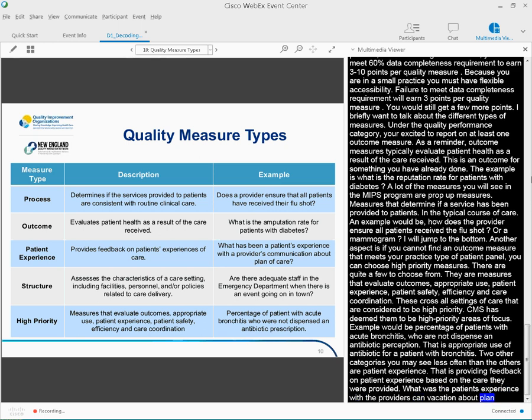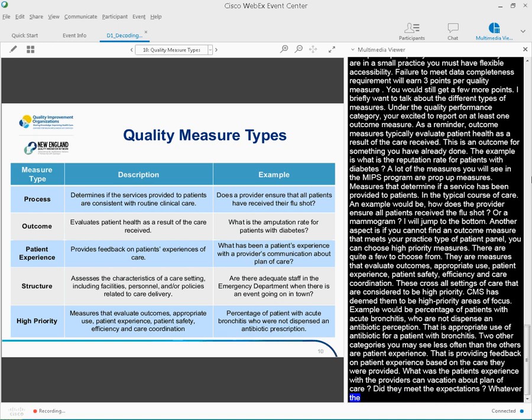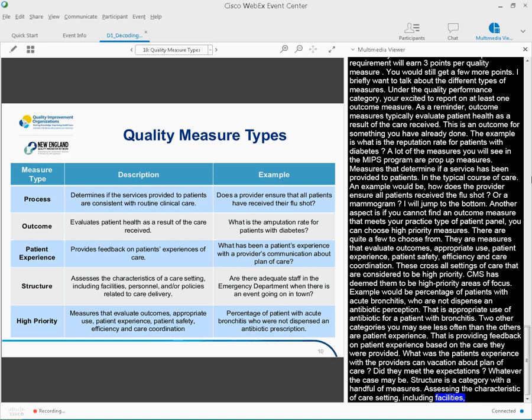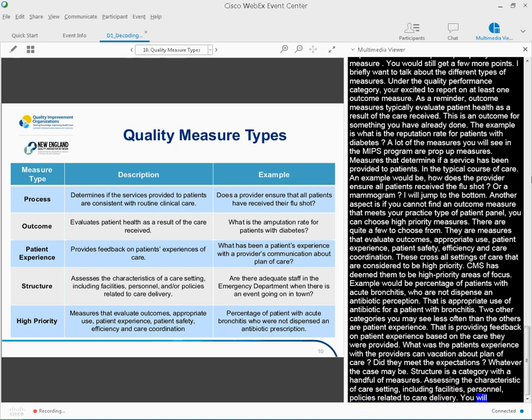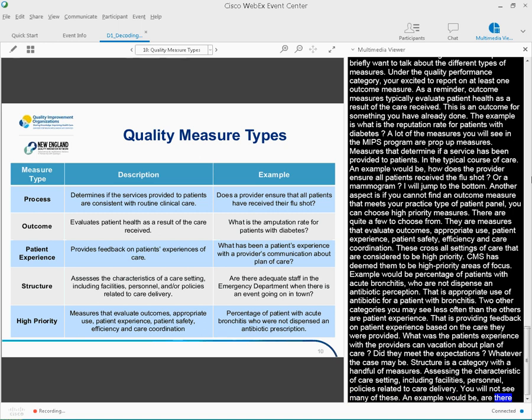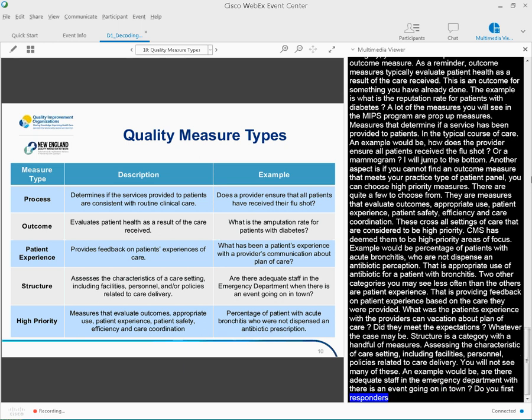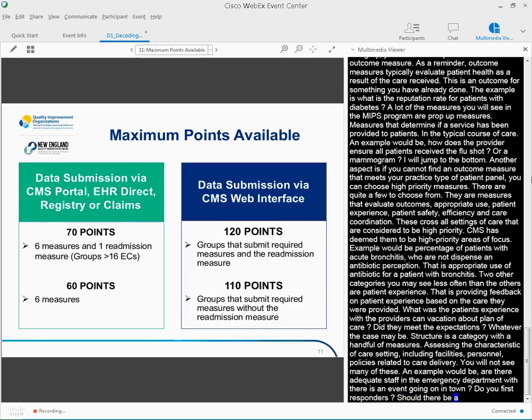And the category that there are only a handful of measures on is structure. These assess the characteristics of the care setting, so it's facilities, personnel, policies related to care delivery. You won't see many of these, but an example would be, are there adequate staff in the emergency department when there's an event going on in town? So do you have first responders? Do you have staff, should there be some sort of major event that could bring in all of those patients, and care for them appropriately?